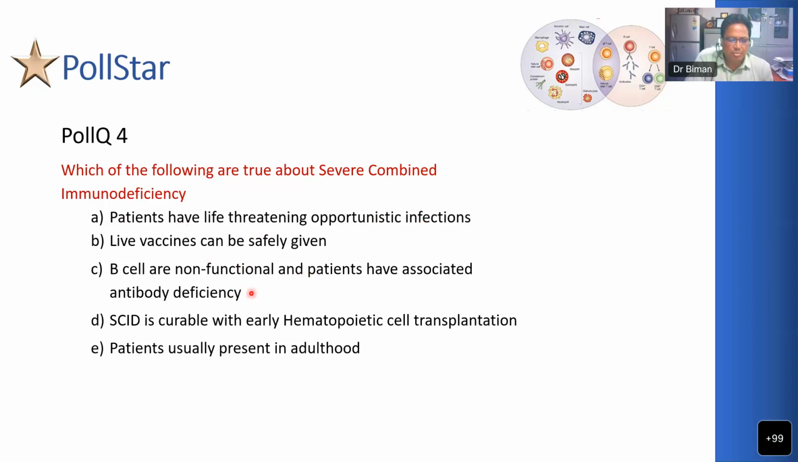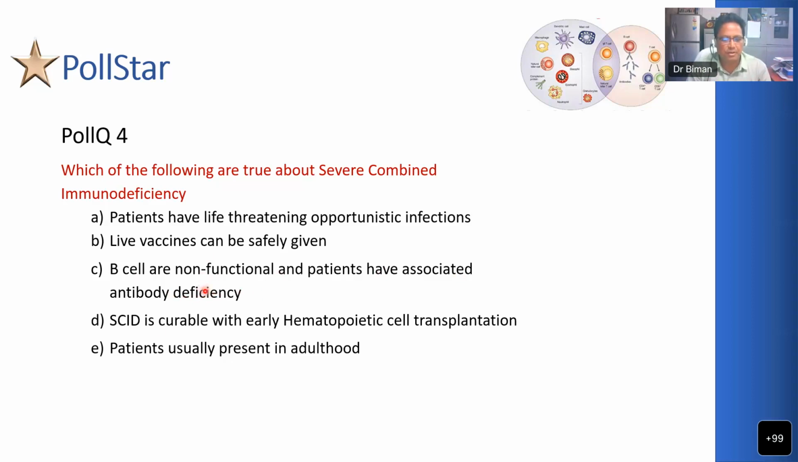B cells are non-functional. Yes, as I've already told you, B cells are totally dependent on the T cells. That's why it's called combined. The defect is in the T cell, but even the B cells are not functional because the B cells are dependent on the T cells. That's why it's a severe combined immunodeficiency, which means both the T cells and B cells are not functional. So B cells are non-functional and patients have associated antibody deficiencies, even though it is a T cell defect.